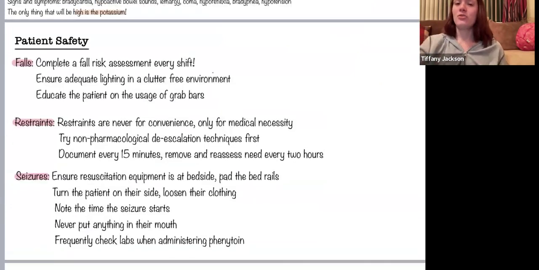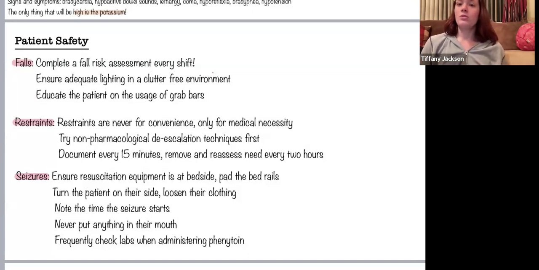Up next is patient safety. They kind of focus on three main areas: falls, restraints, and seizures. With falls, it's important that we do a full fall risk assessment every shift and make sure that the environment is safe. So we don't want any cords on the floor. We don't want throw rugs on the floor. We want a nice, clear ground. And we also want to make sure that the room is consistent so the patient knows where things are. It's going to reduce the risk of them tripping and falling.